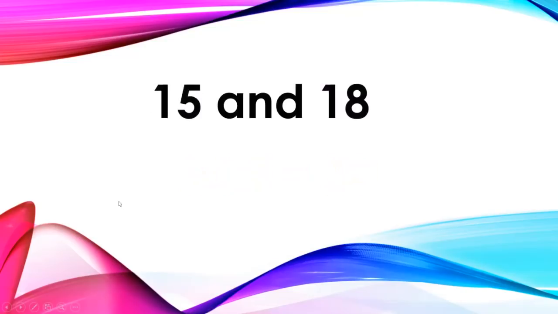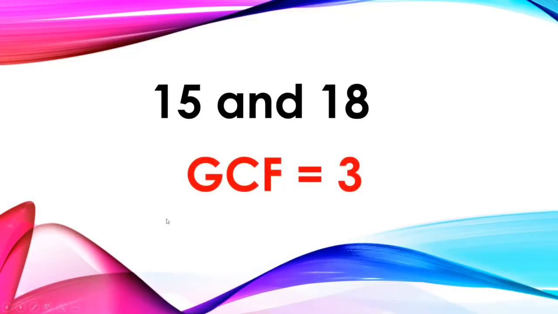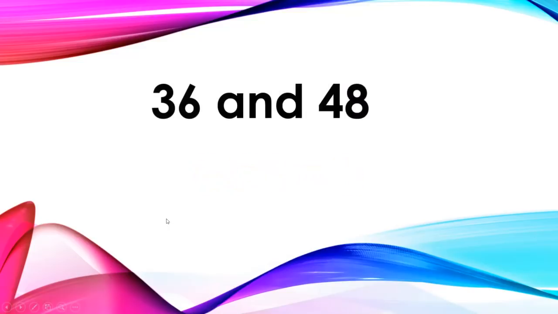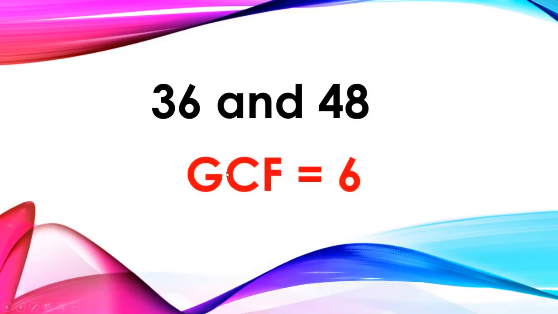Okay? Next one, how about 15 and 18? What is the biggest possible number? For 15 and 18, that would be 3. Okay. How about 36 and 48? You could say that they are both even numbers. We could use 2. Yes, but that is not the biggest. We could also use 3, right? But that is not the biggest. So the biggest possible number is 6.